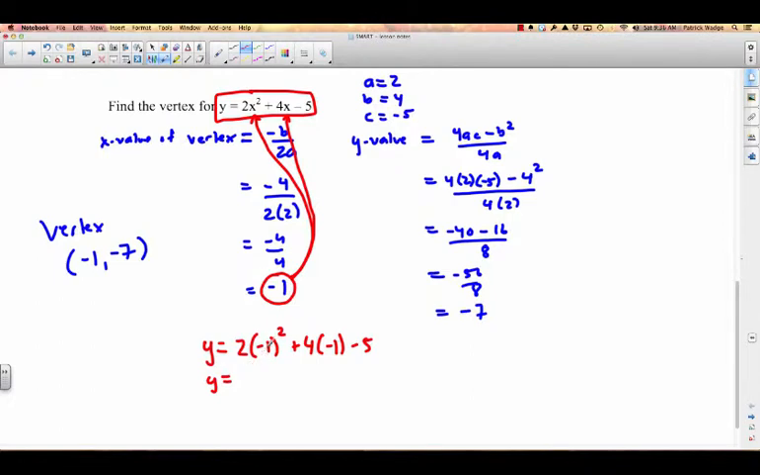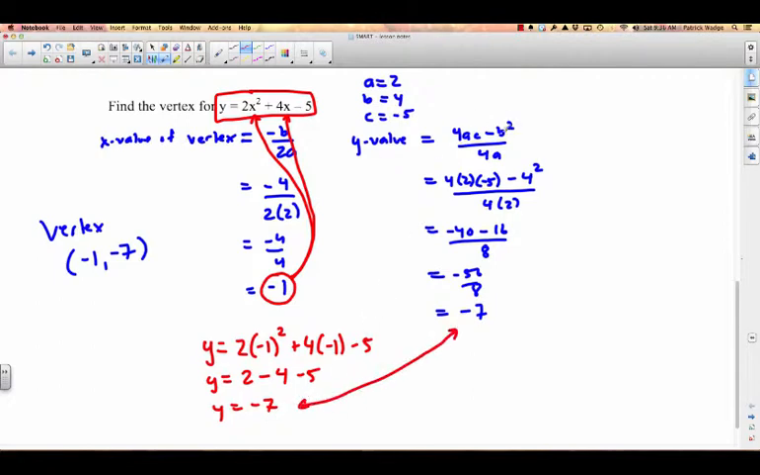Negative 1 squared, make sure you do that first. Negative 1 squared is 1, times 2 is 2. Take away 4, because 4 times negative 1 is negative 4. Take away another 5. y equals 2 take away 4 is negative 2, take away another 5 is negative 7. It worked. We got exactly the same answer as we did over here.